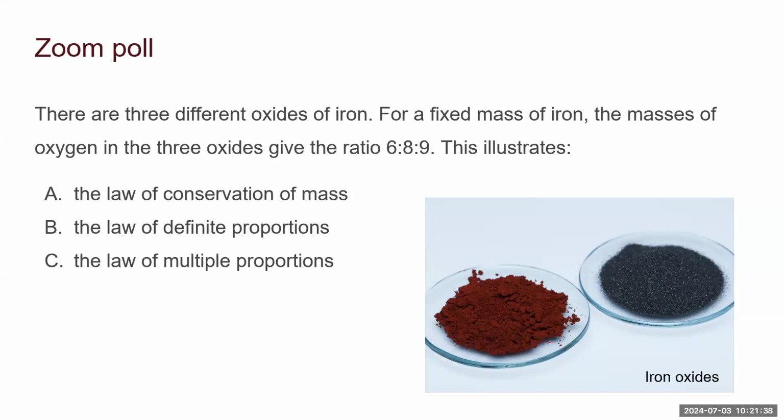Definite proportions. Well, only if this question went on to say one of those oxides is this percentage and this percentage. Would I then say, okay, well, that's got to be what it is? Instead, this question goes on to say for a fixed mass of iron. So what that means is we have a certain amount of iron, and then the masses of oxygen in these three oxides give a ratio of 6, 8, 9.